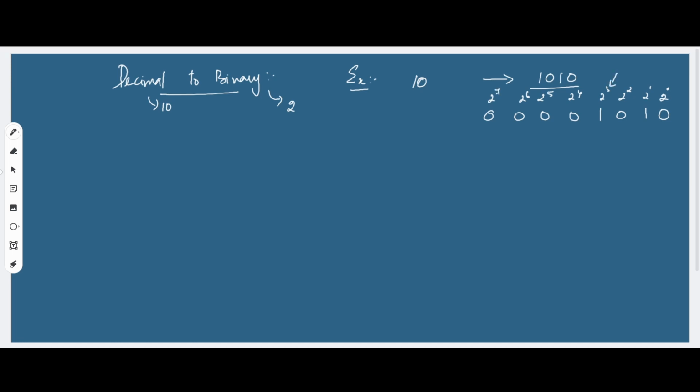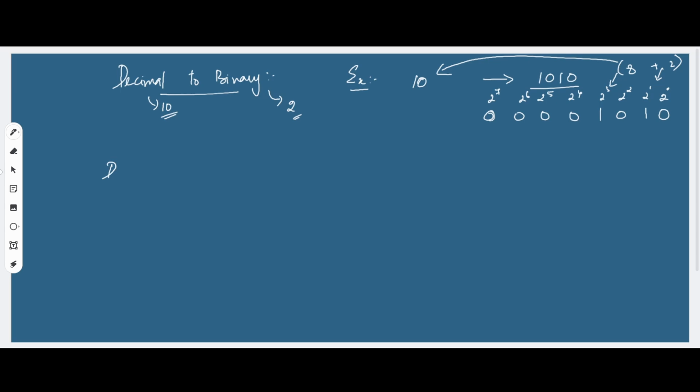What is the value of 2 power 3? It's 8. What is the value of 2 power 1? It's 2. If you add 8 plus 2, we are getting 10, right? Fine. So this is how we will calculate. If you want me to elaborate a little bit more, I will explain it in a clear way. But before that, why are we denoting the decimal value with base 10? Why are we denoting the binary as base 2? That we need to get clear, right?